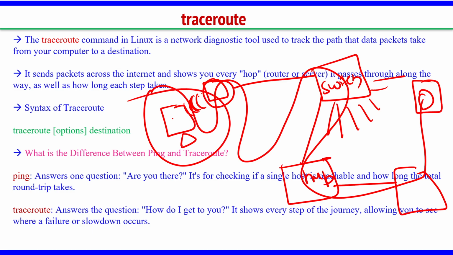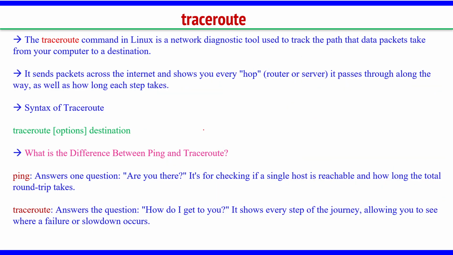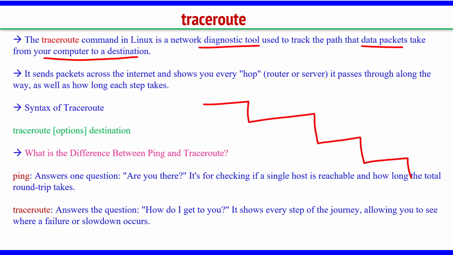So this traceroute will help you know the path from which I am receiving the actual data, from where I am receiving the actual data. It is a network diagnostic tool used to track the path that data packets take from your computer to a destination. So which network switches and routers it is accessing to reach the destination.